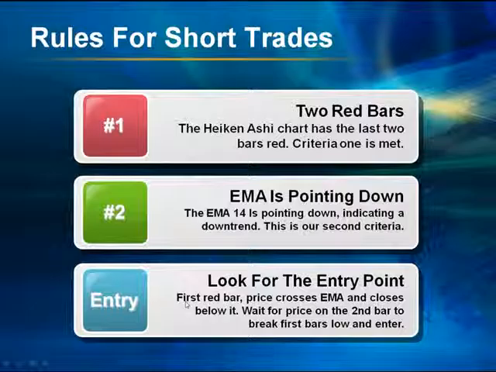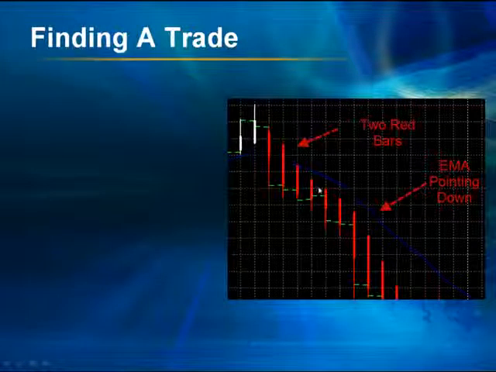To enter a trade with this system, we look at the first red bar. We need the price to cross over the EMA and close below it, so the price has to close below the EMA 14. And then we wait for the price on the second bar to break below the first bar's low, and that's our entry point. I'm going to show you this both on the charts and in examples as we're going through this, so if it's not clear yet, don't worry about it.